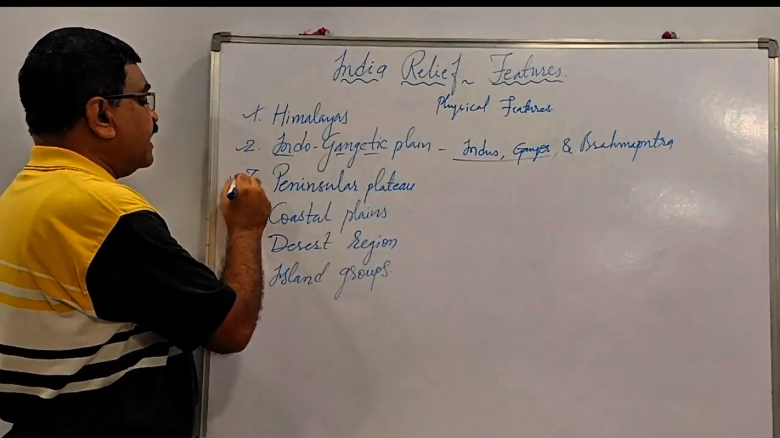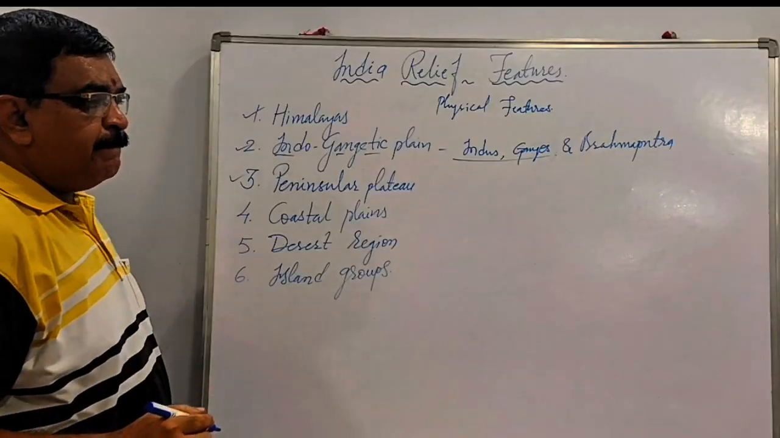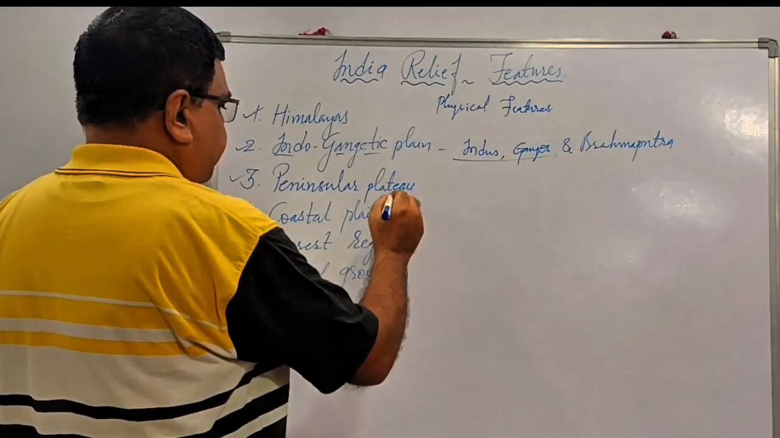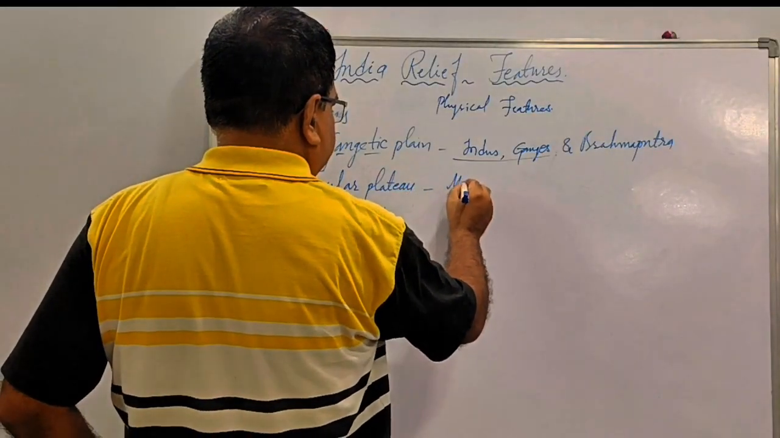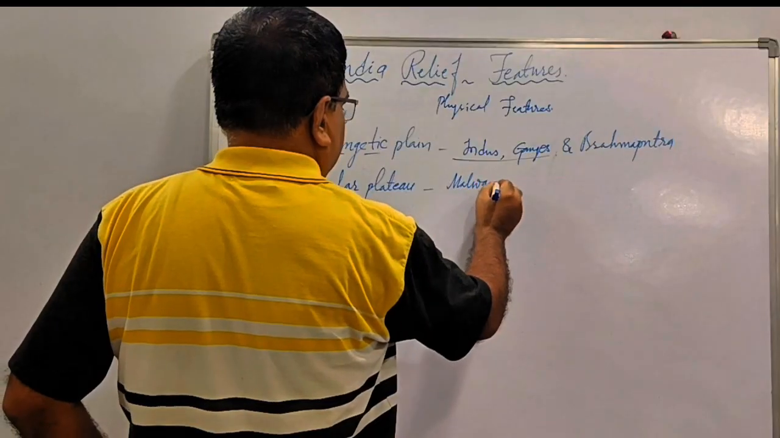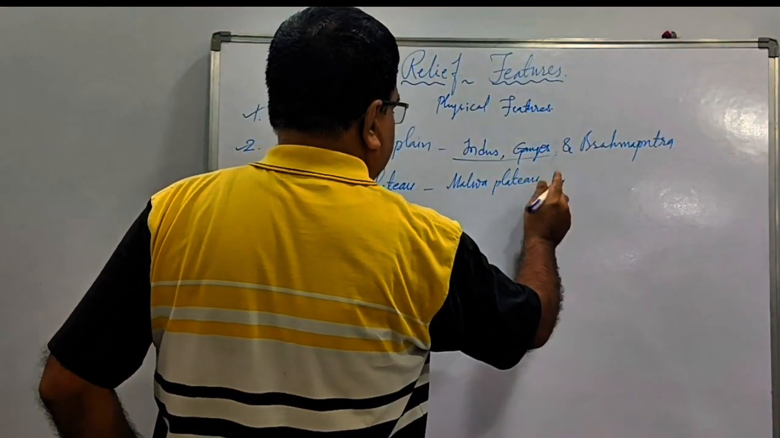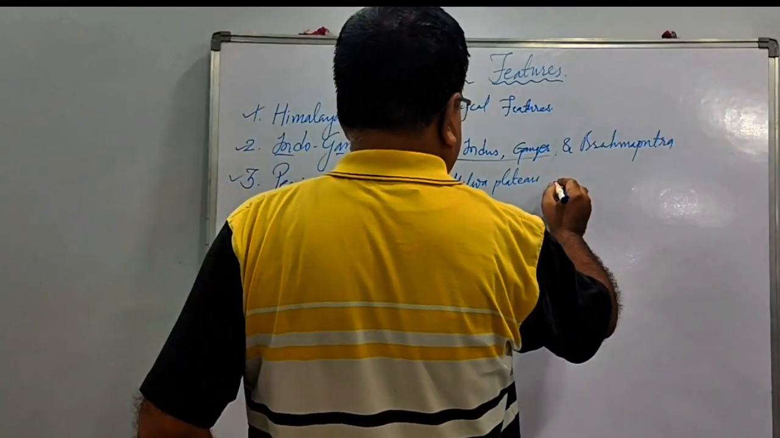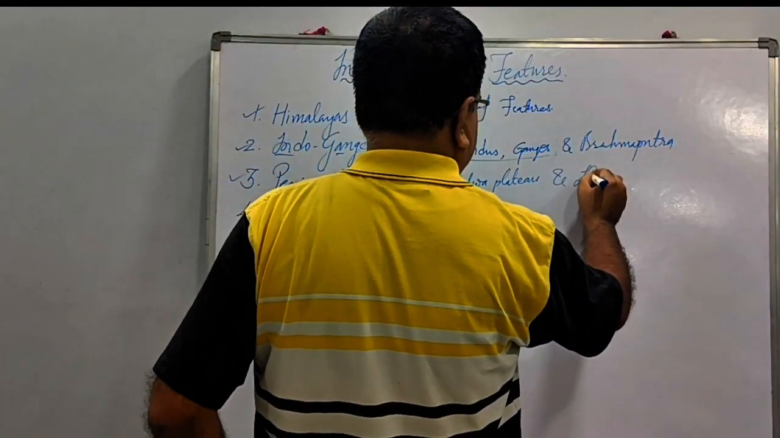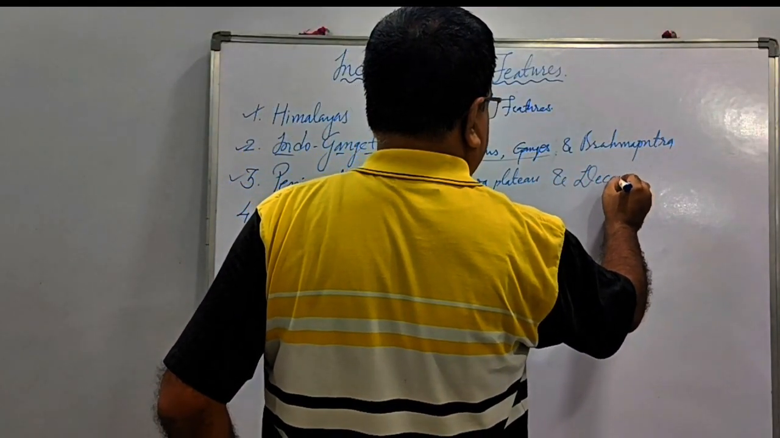The third comes the Peninsular Plateau. In the Peninsular Plateau, the first one is the Malwa Plateau. Second one comes the Deccan Plateau.